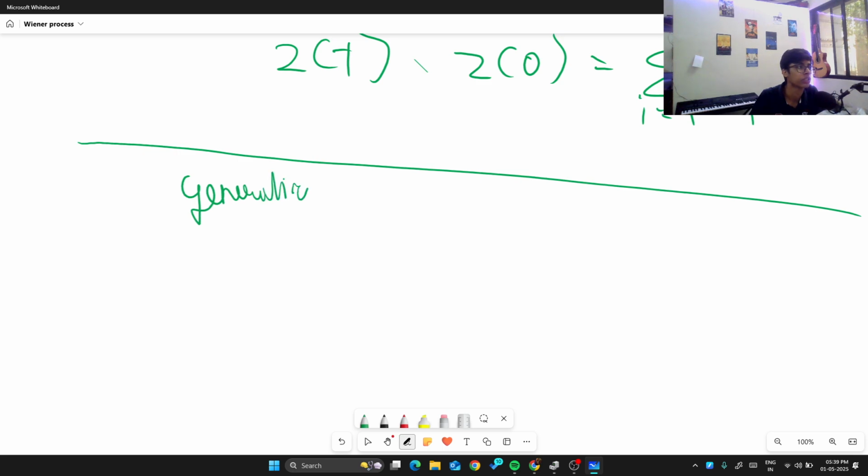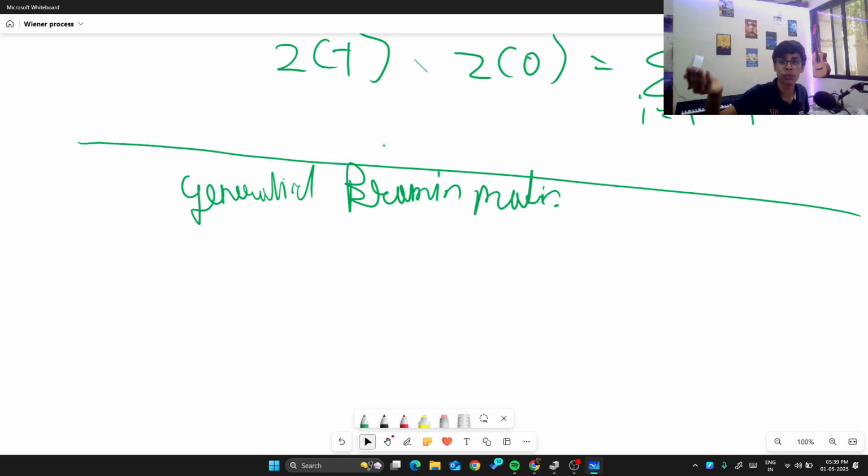Generalized Brownian motion, and I can show you the code. I will show you the code, and I will make another video on the projects. In my projects there is a modeling of Brownian motion, arithmetic Brownian motion, and geometric Brownian motion, with Q measure and P measure, and I will show you that.